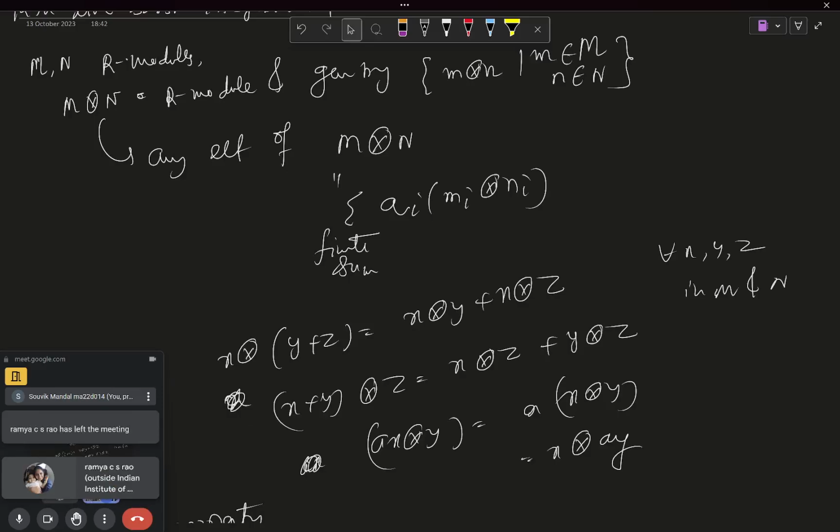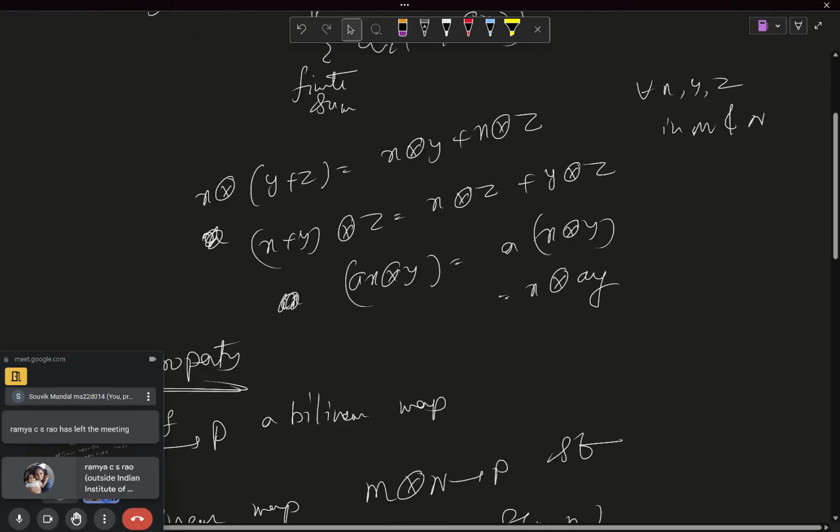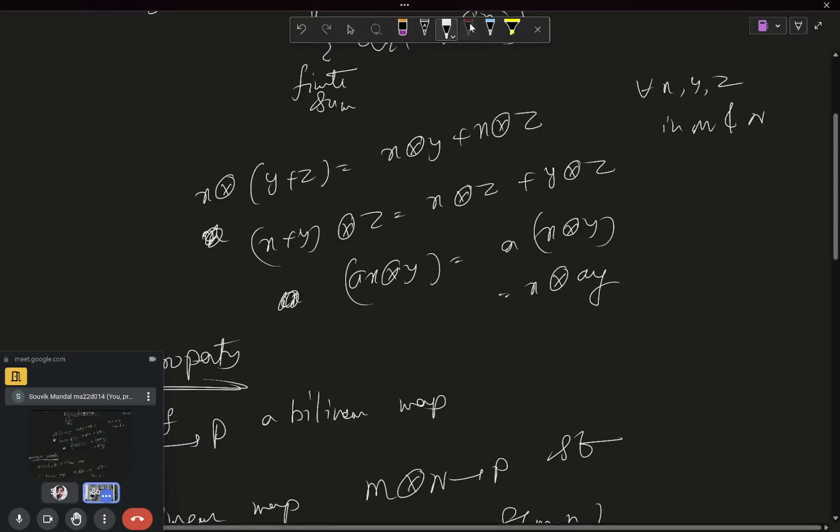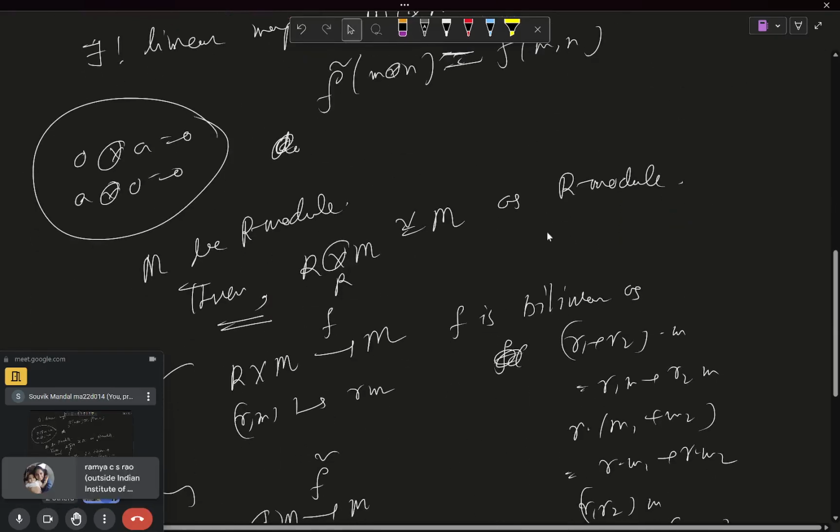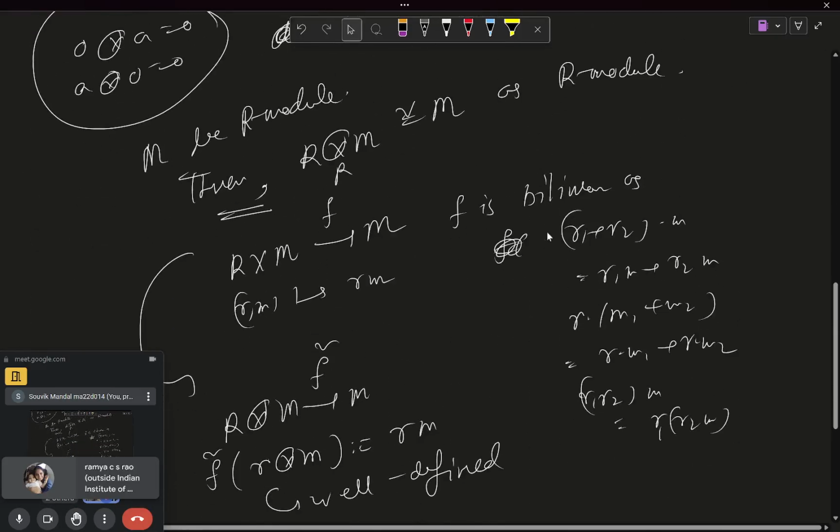Now we have the following properties. Always keep in mind these properties. So basically today we are trying to prove the following.